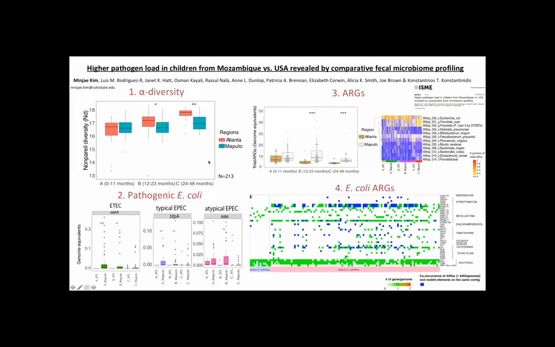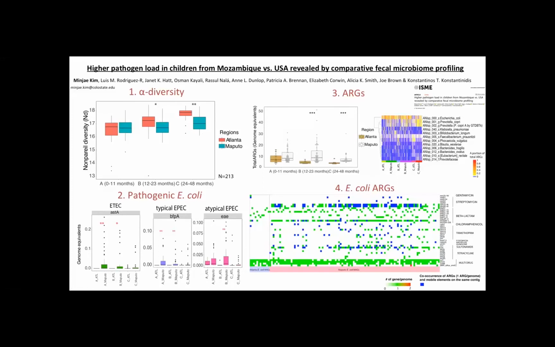First result is alpha diversity. So here you can see the Nonpareil diversity. This represents the combined richness and evenness, and showed that the gut microbiome of Atlanta children was more diverse, especially in 12 to 23-month-old group and 24 to 48-month-old group compared to the Maputo children. These results might be associated with growth faltering in sub-Saharan African countries.